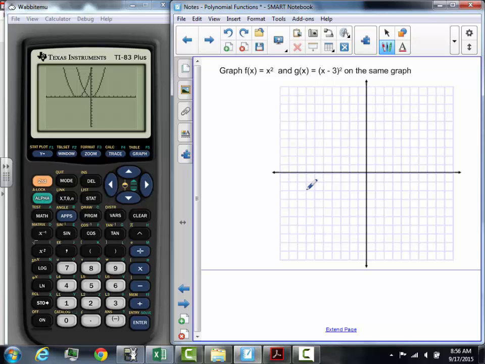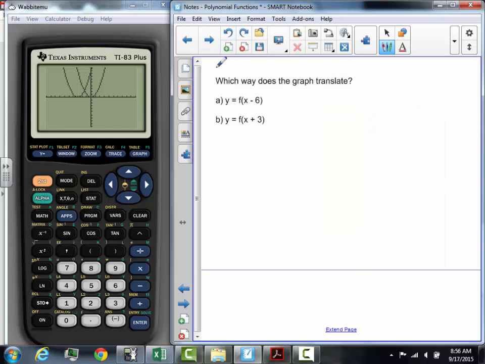Actually, I just graphed this one, didn't I? So one of them is a nice parabola like this. The x minus 3 takes the parabola and shifts it just over to the right. I always have to use my hands and figure which one is left and right. So which way does each graph translate then? If it's an x minus 6, is it going left or right?